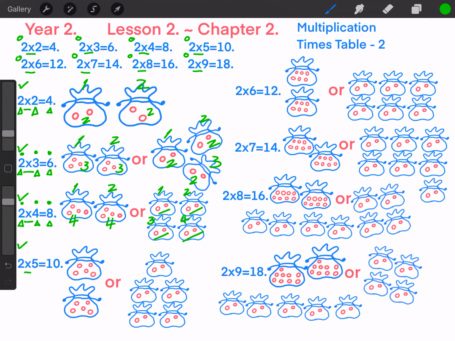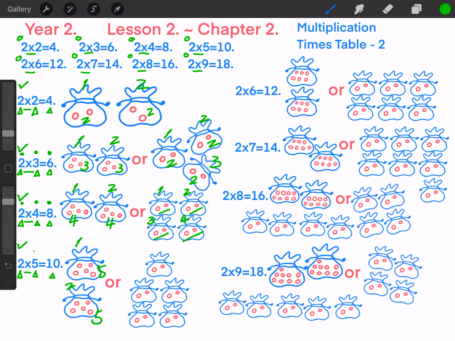2 times 5 equals to 10. Again, the first possibility is there are 2 bags. Bag 1, bag 2. And in each bag, there are 5 marbles. 5 marbles in bag 1. 5 marbles in bag 2. So totally we have 10 marbles.